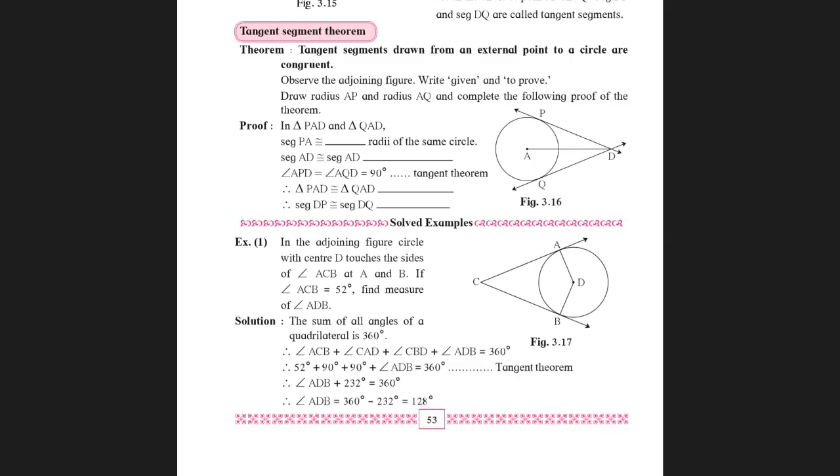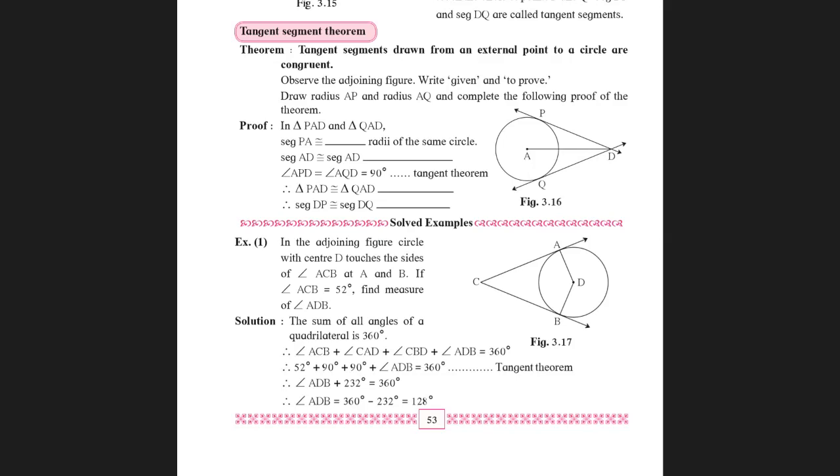In triangle PAD and triangle QAD, segment PA congruent to segment QA. So the first blank you're going to write QA. Segment PA congruent to segment QA. Reason, they are radii of the same circle. Segment AD congruent to segment AD. There is a dash. What must you write in this? You will write common side. Okay, common side.